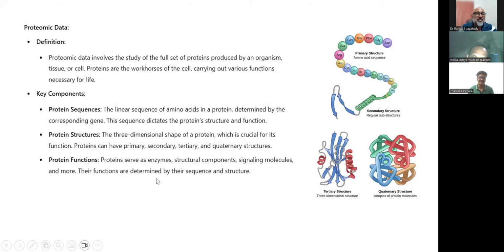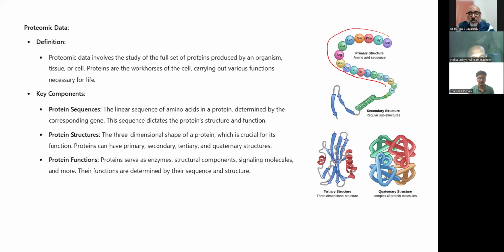Right, then the next set of data is the proteomic data. Proteomic data involves the full set of proteins produced by a single organism, tissue, or cell, right? So, as I told you, this is the primary structure of the protein. That means the amino acid sequence.